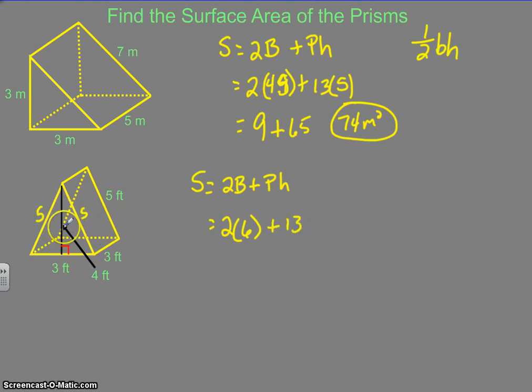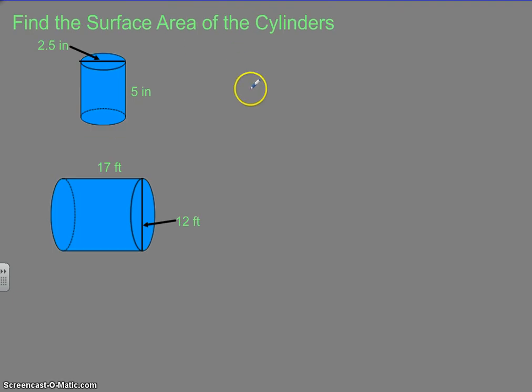And the height, if we set this on its base, the height is 3. Okay? So 2 times 6 is 12. 13 times 3 is 39. 39 plus 12 is 51. And we've got 51 feet squared. Okay, that's triangular prisms. Let's look at cylinders.